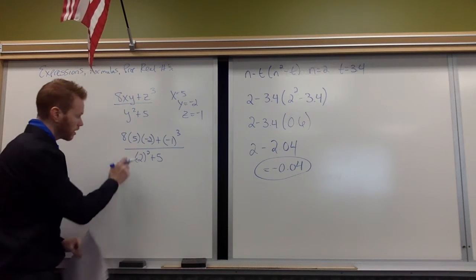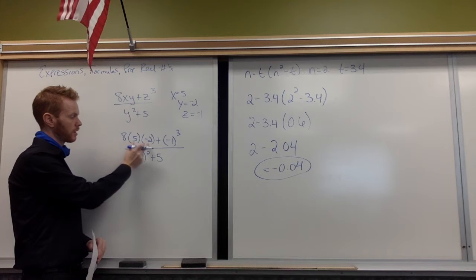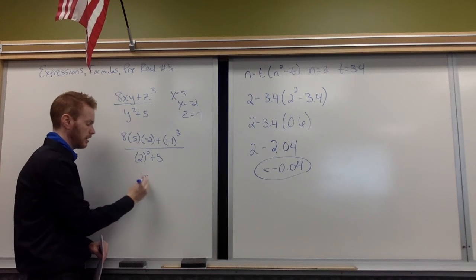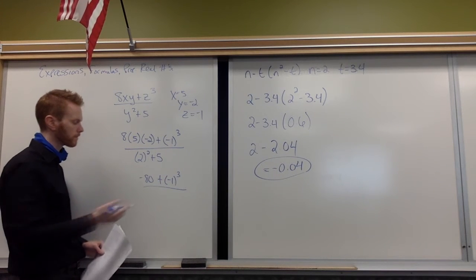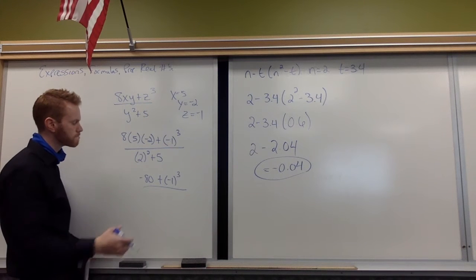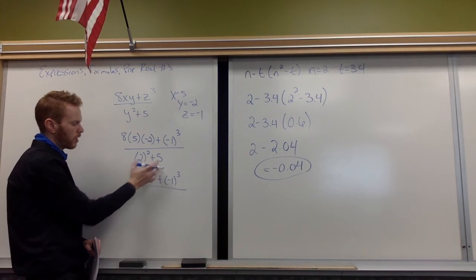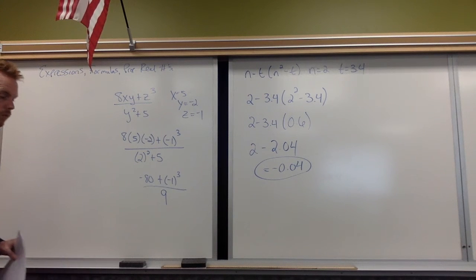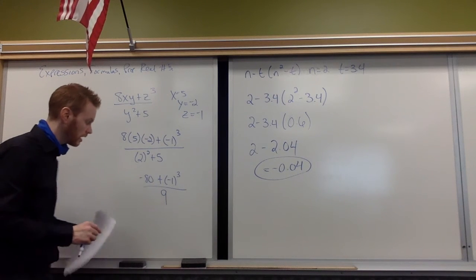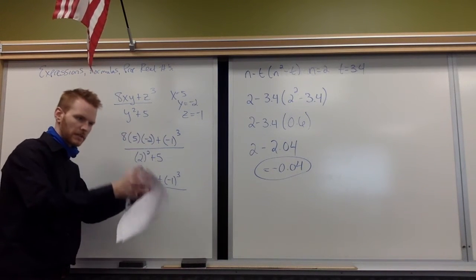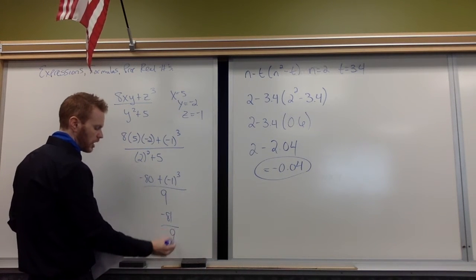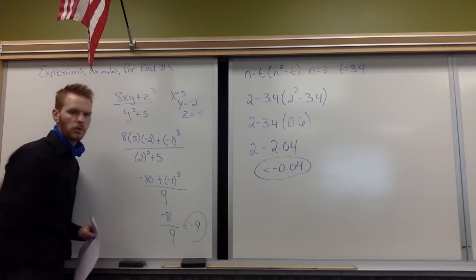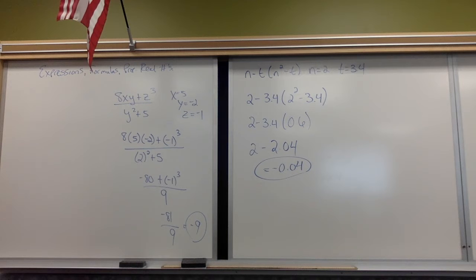So 8 times 5 is 40, times -2 gives me -80. I'll break this apart a little bit and add an extra step. And then we have -1 cubed, which I won't do yet. Here we got 2 squared, which is 4, plus the 5 gives me 9. Still not that bad, right? -1 cubed, that's -1 times -1 times -1, still -1. So it becomes -81 on top over 9, which for our final answer just becomes -9.